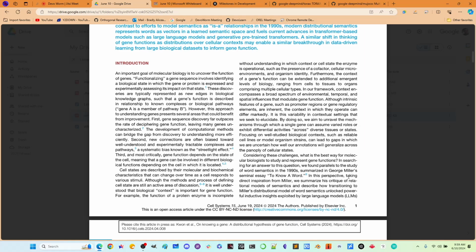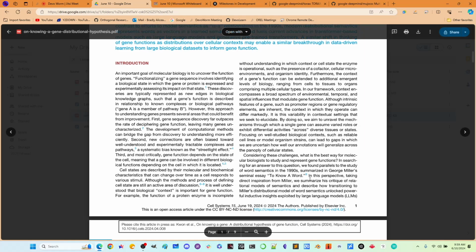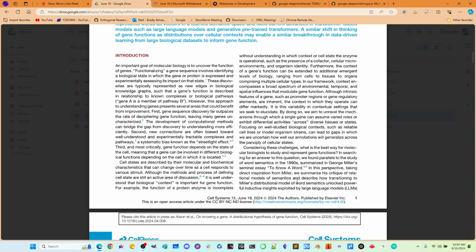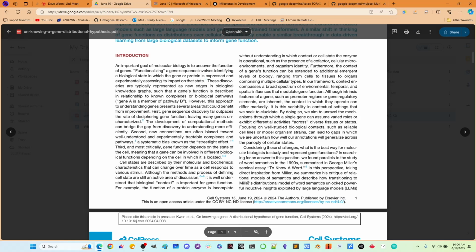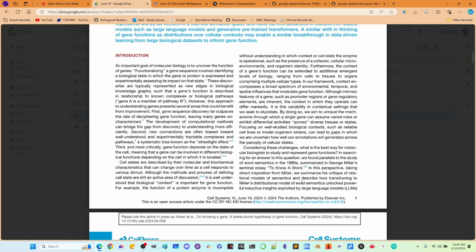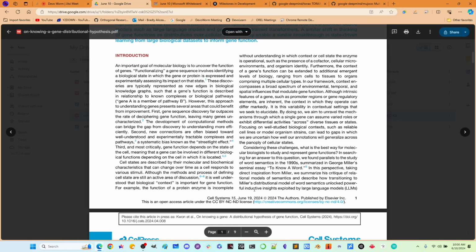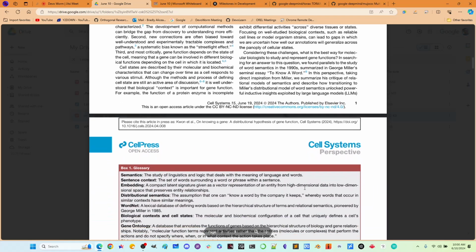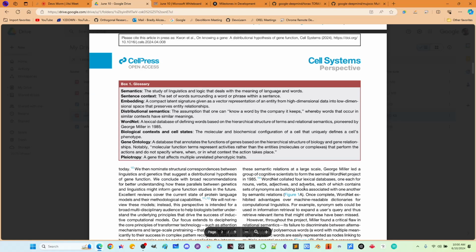In this perspective, taking direct inspiration from Miller, we summarize his critique of relational models of semantics and describe how transitioning to Miller's distributional model of word semantics unlocked powerful inductive insights exploited by large language models today.